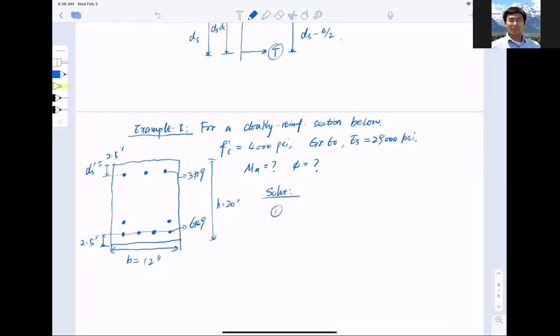Step one, assume the tensile reinforcement yielded, so the stress on the tension side equals Fy. Step two, select the concrete compressive zone size C between ds over 4 and ds over 3. If I forgot to put the s here, put it yourself for me, please. That is the effective depth. So 20 divided by 4... sorry, it's not the height, ds is not 20.